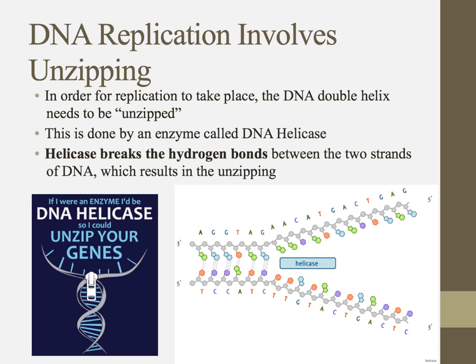So remember, the ending ASE tells us that it's an enzyme usually. And helix, okay, reminds me of that double helix shape here. Okay, so what helicase is doing is it's breaking these hydrogen bonds that generally hold the two strands together. And when it breaks those hydrogen bonds, it separates the two strands so that they can be used as a template to build a new strand.